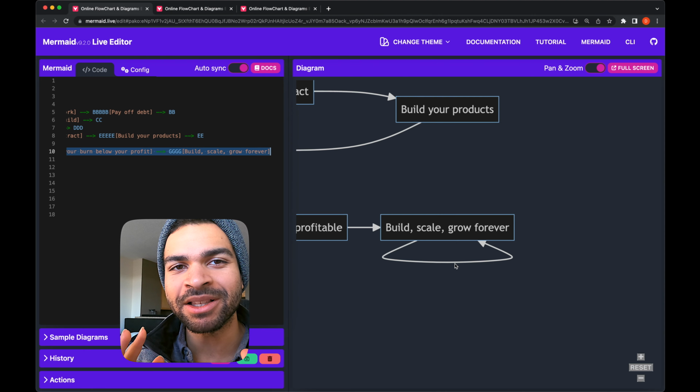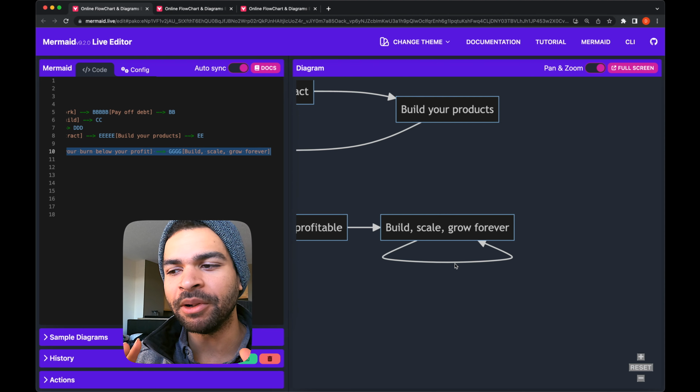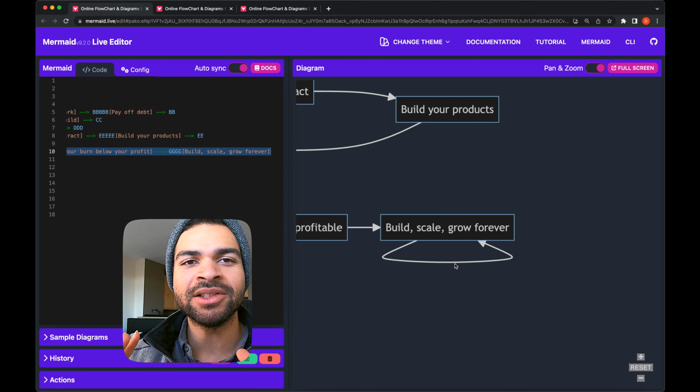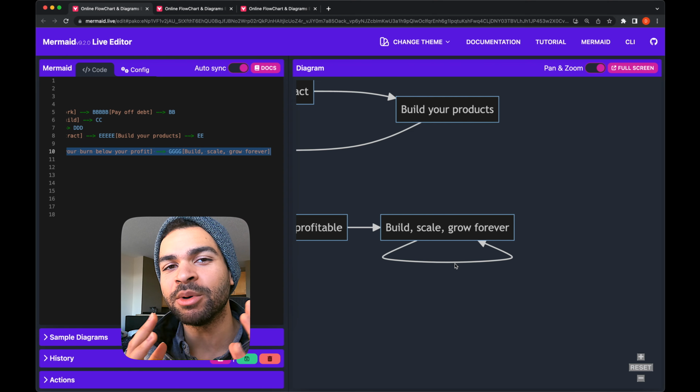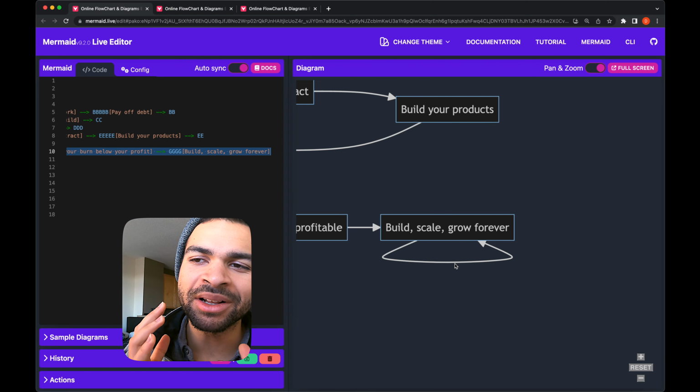Keep it small, keep it simple, keep it sustainable. Just pay the bills, get your time back, right? That's the most important thing here. You want to get your time back.